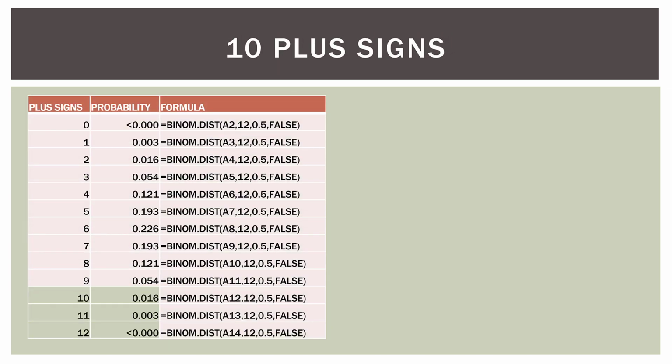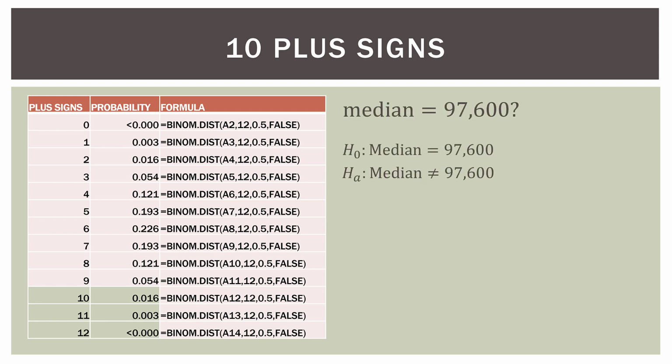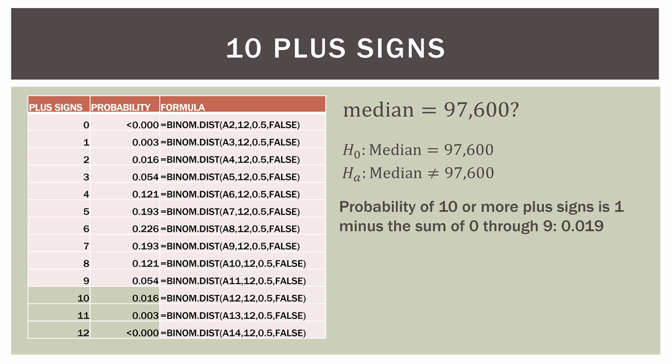So what about the 10 plus signs example? Here we have a median of $97,600. Here are the null and alternative hypotheses. So the probability of 10 or more plus signs, we could do one of two things.